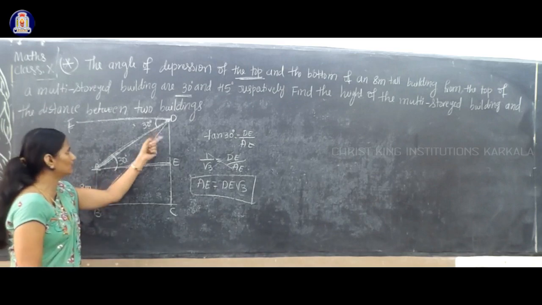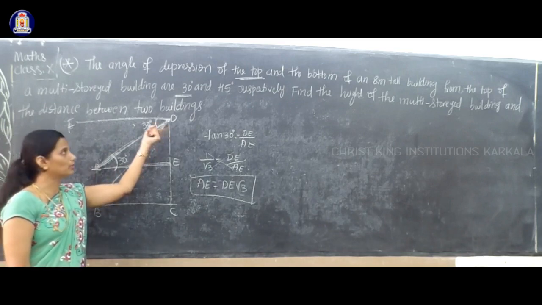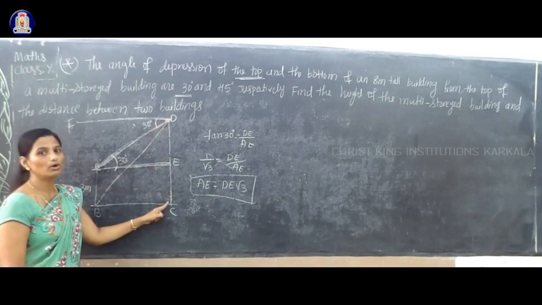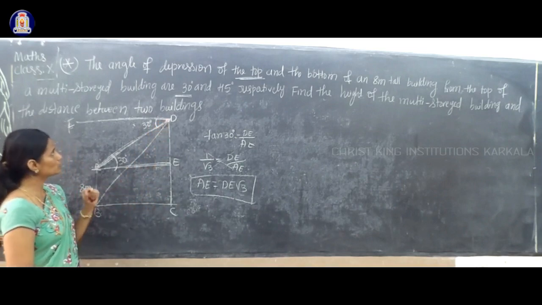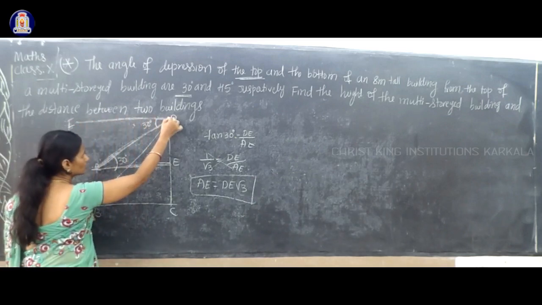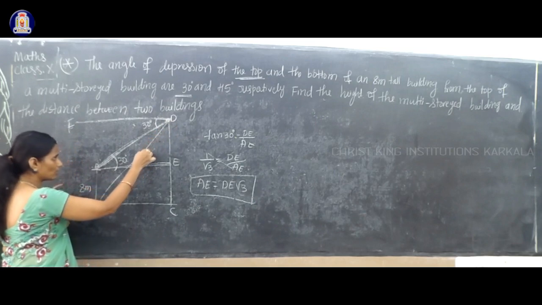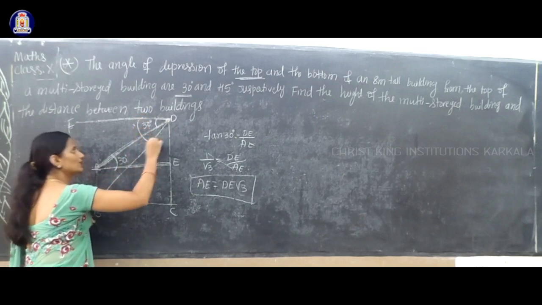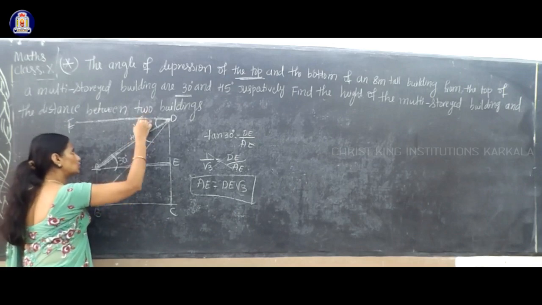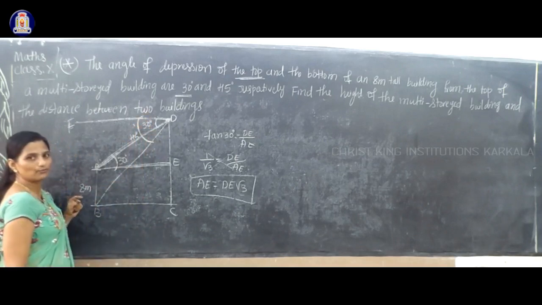Is it between this angle? No, because this is the line of sight, but this is not your horizontal line. Next, which one? This is your horizontal line, and this is the line of sight. Means this total angle is how much here? 45 degrees. This total angle is 45 degrees.